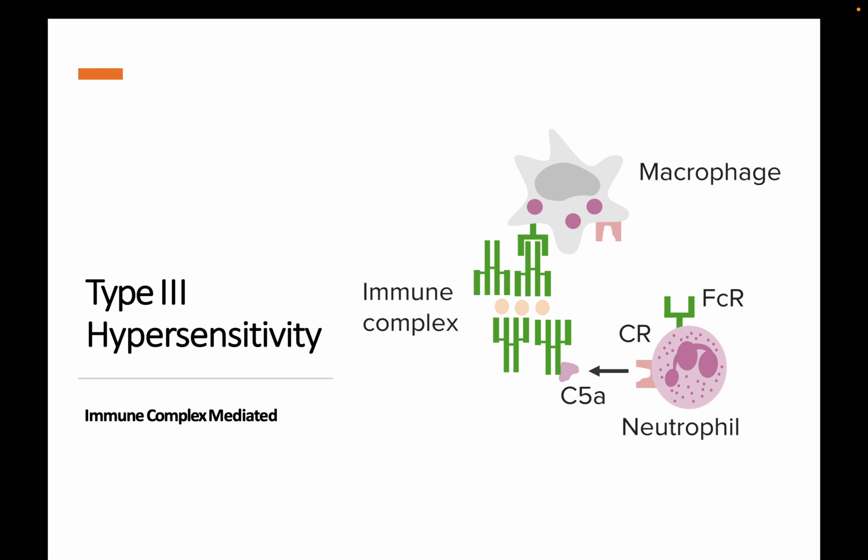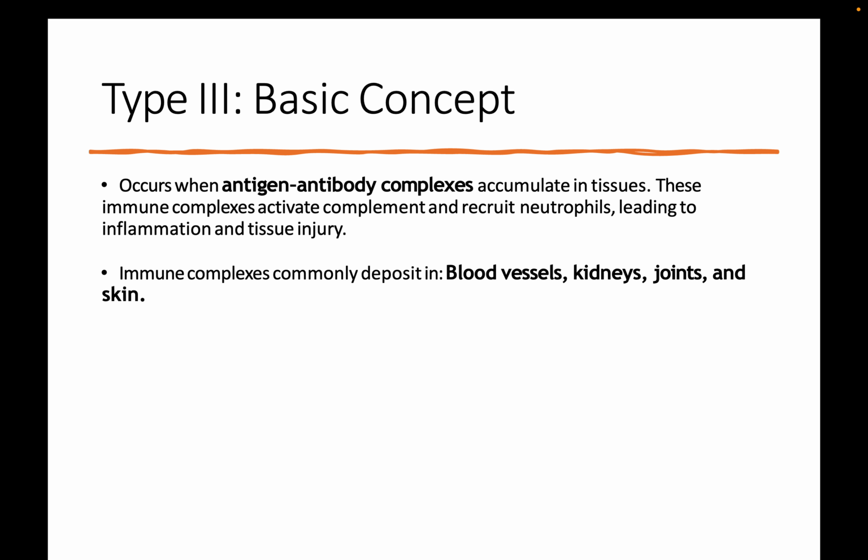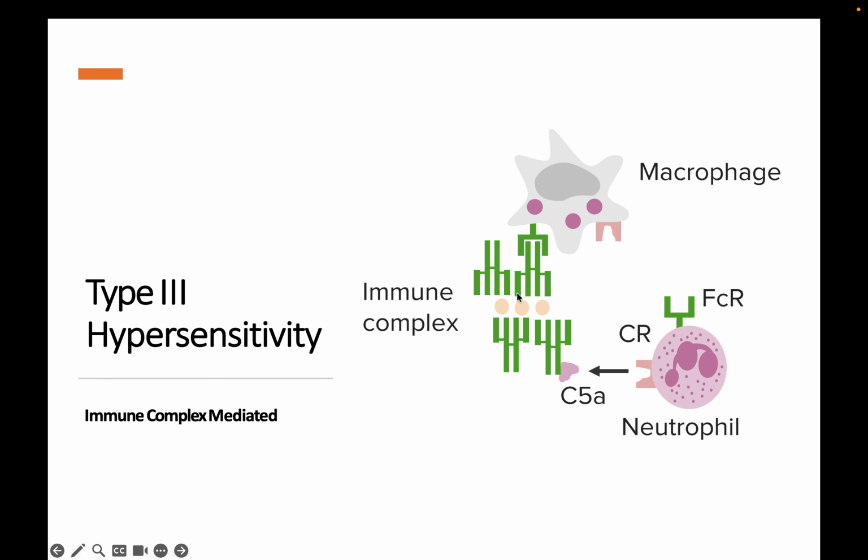So now type 3 hypersensitivities. These are very similar to type 2. The only difference is that they bind to an antigen that is soluble. It's not on the extracellular matrix, and it's not on a cell membrane. So this is usually what happens when an antigen and antibody combine together, and they form something that we call an immune complex. An immune complex is literally the antigen bound to its antibody. So it's a complex formed of immune components.